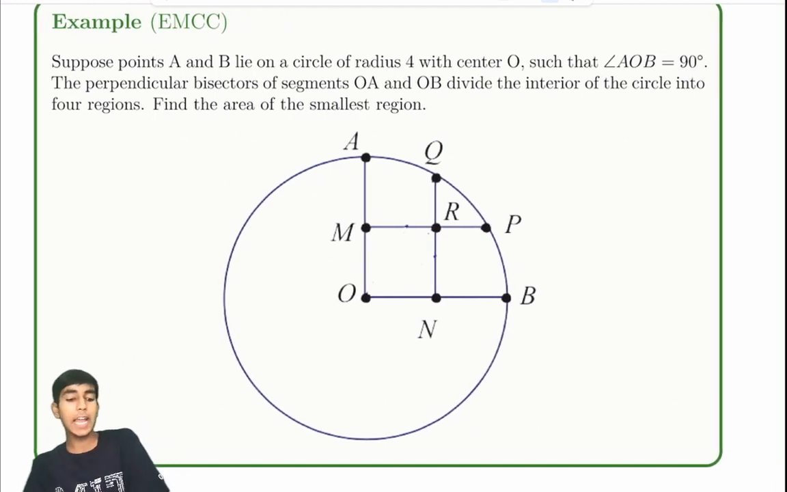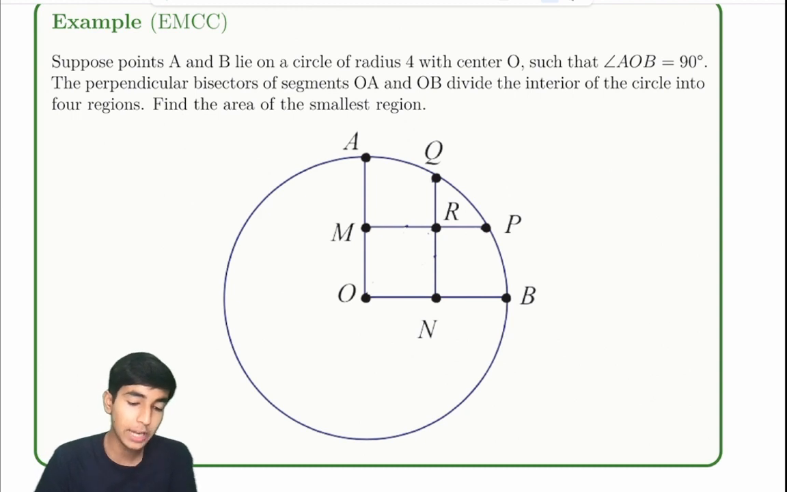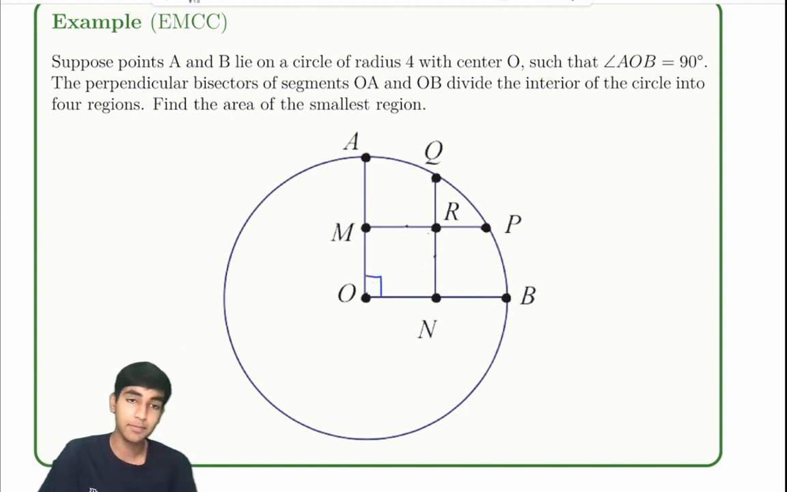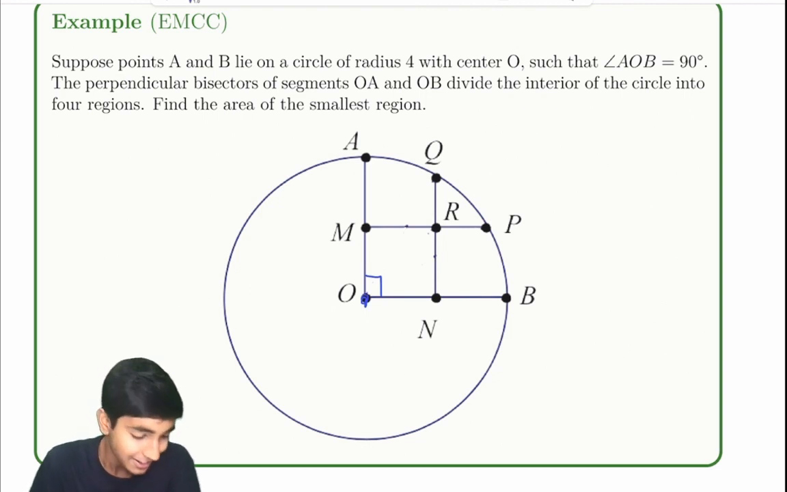Suppose points A and B lie on the circle with radius 4 and center O, such that angle AOB is 90 degrees. Probably hot at O. 90 degrees is pretty high temperature. The perpendicular bisectors of segments OA and OB divide the interior into 4 regions.